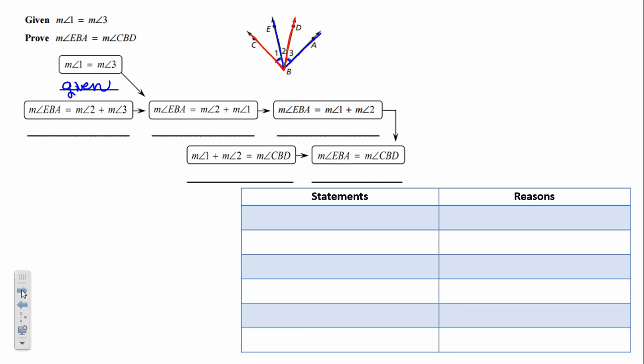Now they left a blank asking you, why is EBA, the blue angle, equal to angle 2 plus angle 3? They add up to EBA. What's our postulate? What's the name of that postulate? Angle addition. Very good. Okay, that's our angle addition postulate.